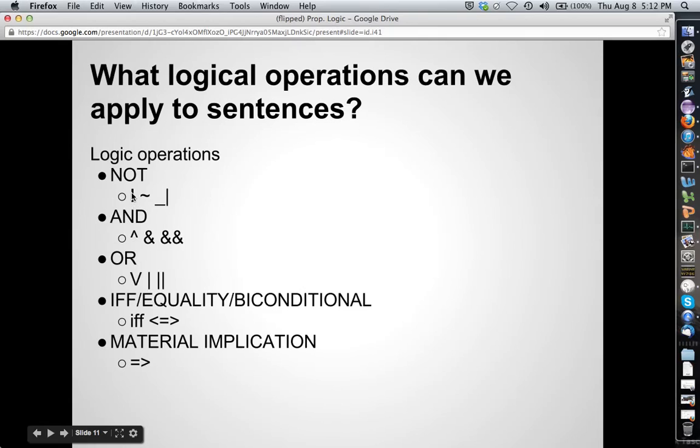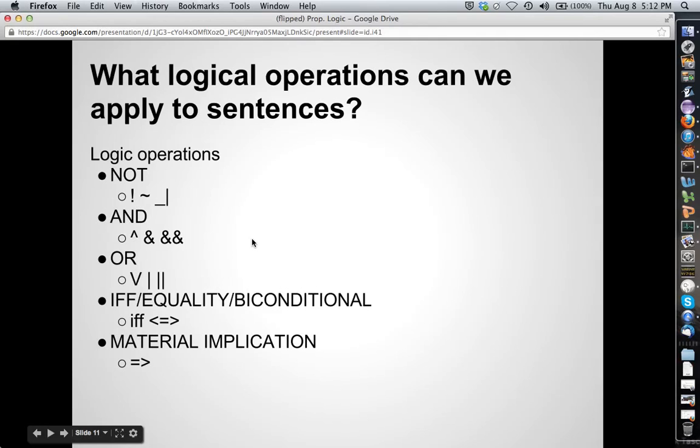Not, computer scientists will represent as an exclamation point. Logicians sometimes use a tilde. Mathematicians or logicians sometimes use a symbol that looks kind of like that. And is sometimes a caret sign, but you might also see an ampersand or two ampersands. Or is sometimes like a V, but you'll sometimes see a vertical bar or two vertical bars. If and only if, you'll sometimes see written IFF. Sometimes you'll also see it written as a double arrow, and implies is almost always a single arrow of some kind pointing in the direction of the implication.